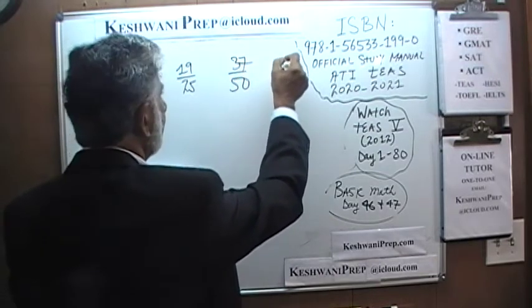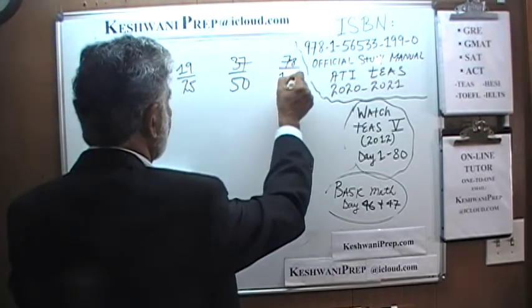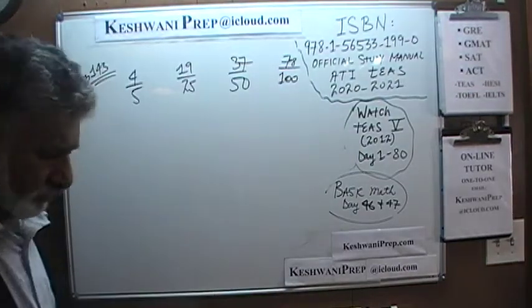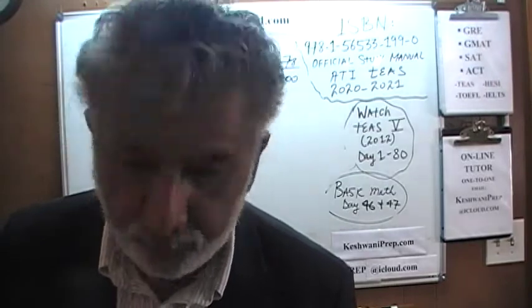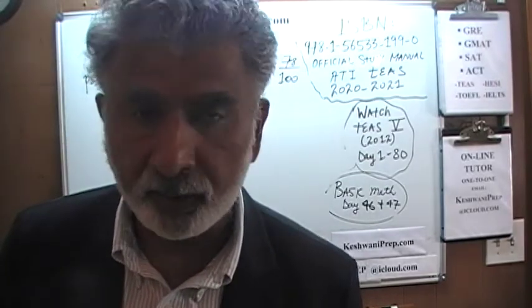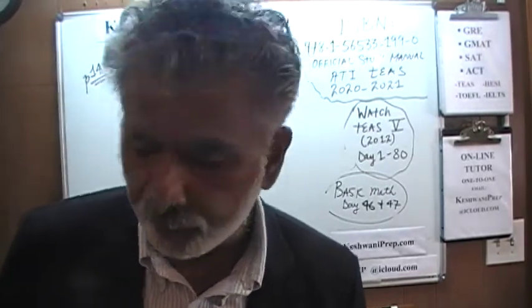5/4, 19/25, 37/50, and finally 78/100. Why don't you do this yourself? Pause the video, find the least common multiple, and see what you can do with the thing. I'll give you a second for you to be able to pause and unpause the video, okay?